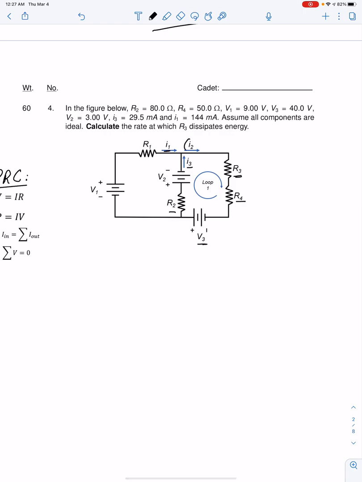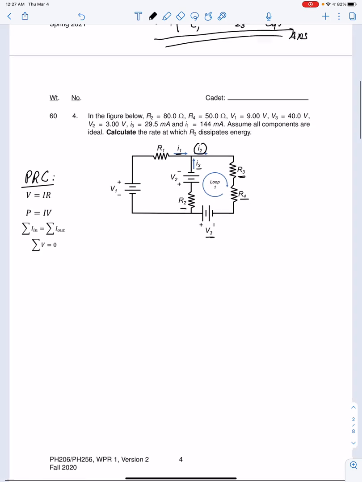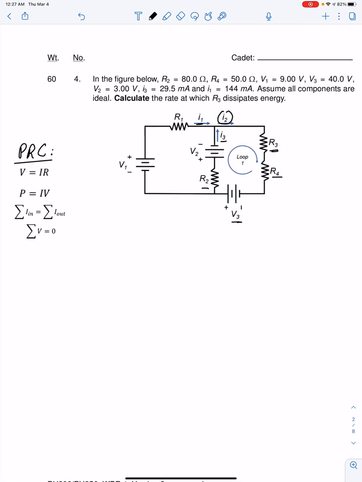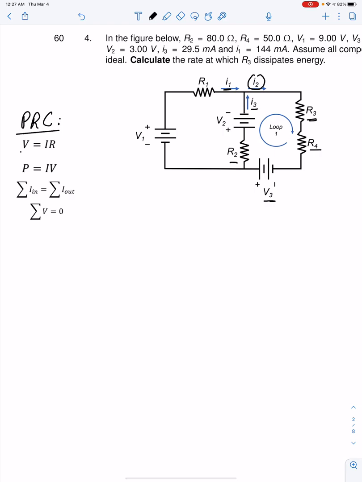I am not given I2, but this is where our PRC equations come in. Remember, the voltage across the resistor equals the current going through the resistor times the resistance of the resistor. Since it is a rate at which energy is dissipated that we need to calculate, it is an equation of power. If we substitute V with IR, we get our famous equation, P equals I squared times R.